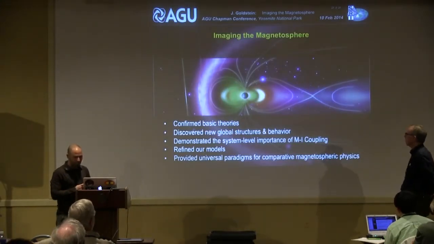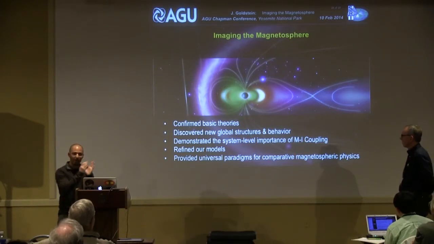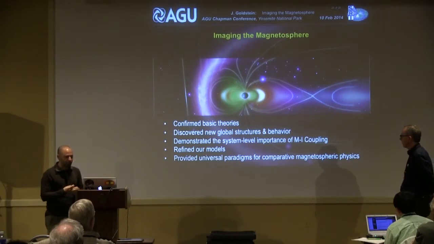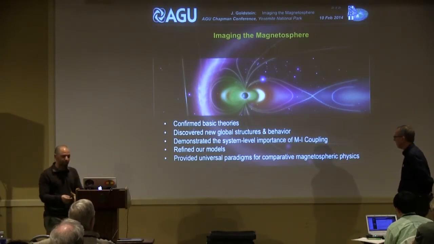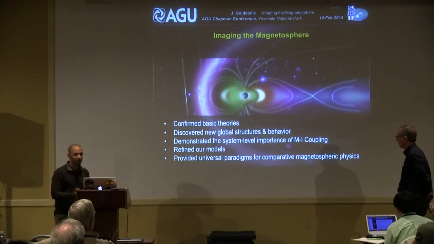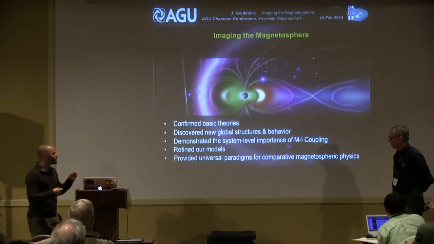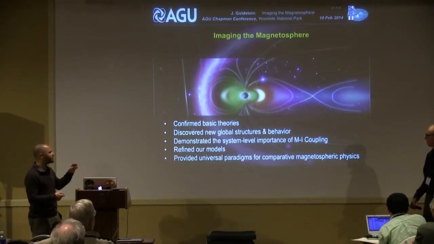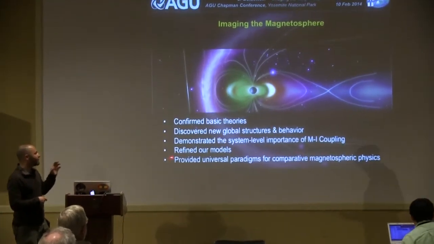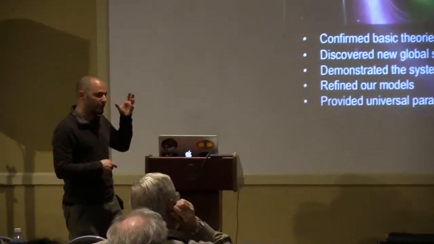Okay, so what have we, with this very, very myopic and narrow view of magnetospheric imaging, I think still can show? We've confirmed some basic theories, we've discovered new global structures and behavior. We've demonstrated how important it is, at a system level and at a local level, that you include MI coupling. We've refined our models, I think, to a pretty good way. Even a crappy model can sometimes do a pretty good job. And I think, really exciting, we've provided some universal paradigms to use in comparative magnetospheric physics, which I think is part of what it's all about. Thank you.